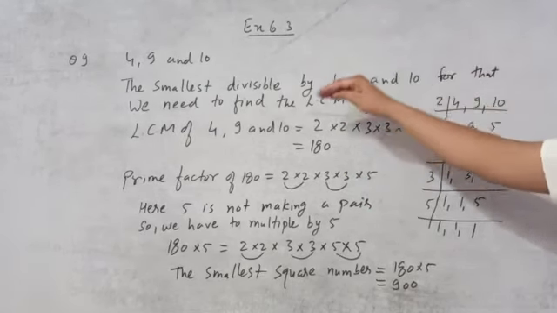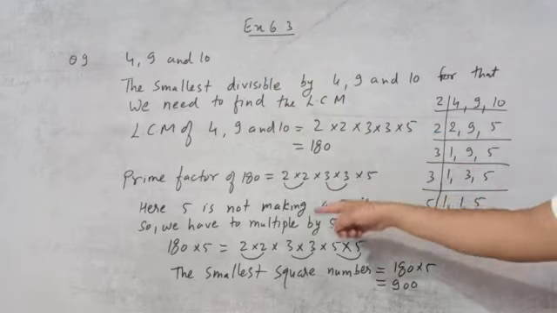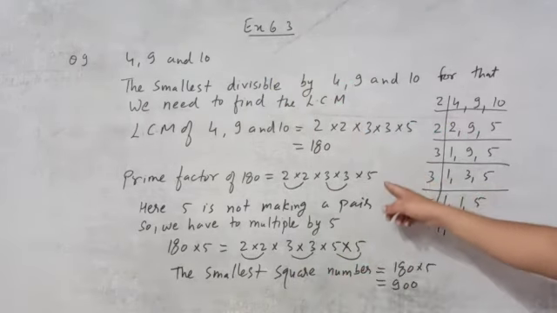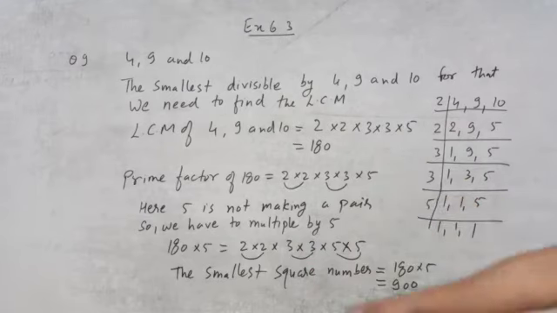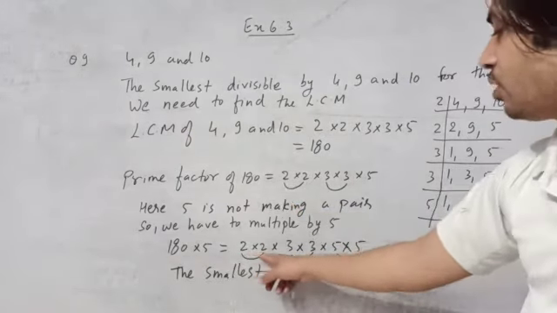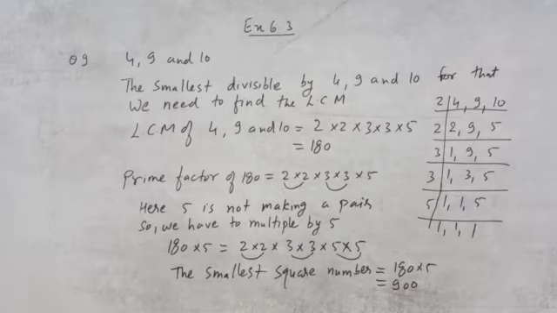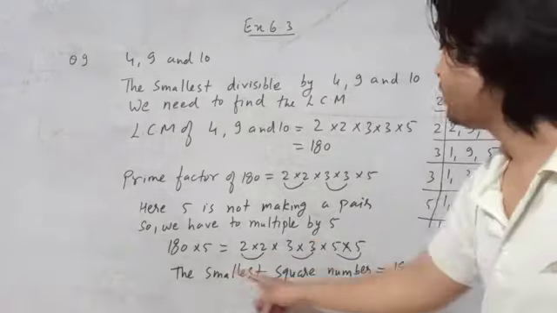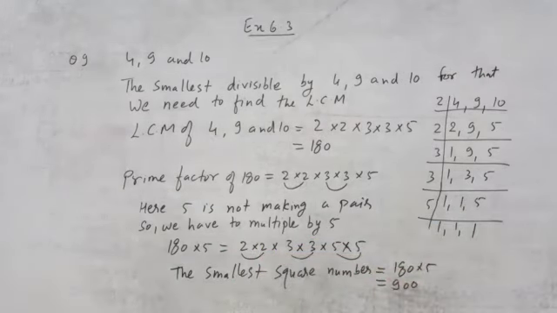So remember, whenever they ask for the smallest number divisible by given numbers, we have to find their LCM. After finding the LCM, we make pairs because we have to find the square number. Here 5 is single, so we multiply with 5, and now it is making a pair. It means this is the smallest square number. Remember, they haven't asked for the square root, they have asked for the square number. So this is our square number, which we have written, or you can multiply it out.